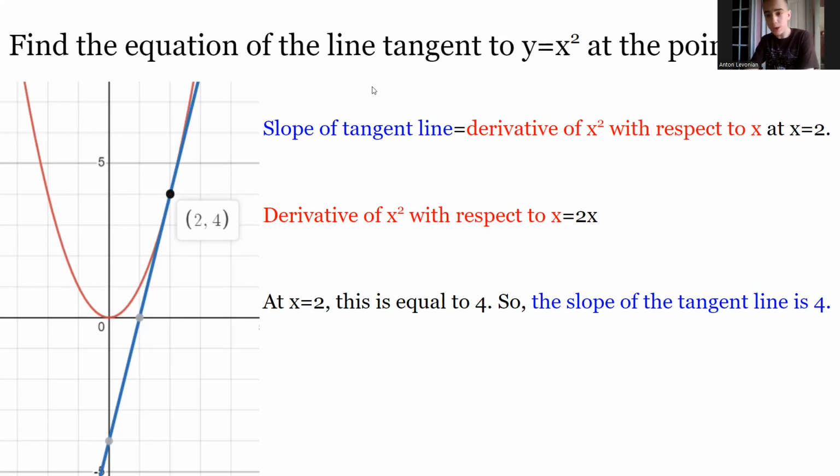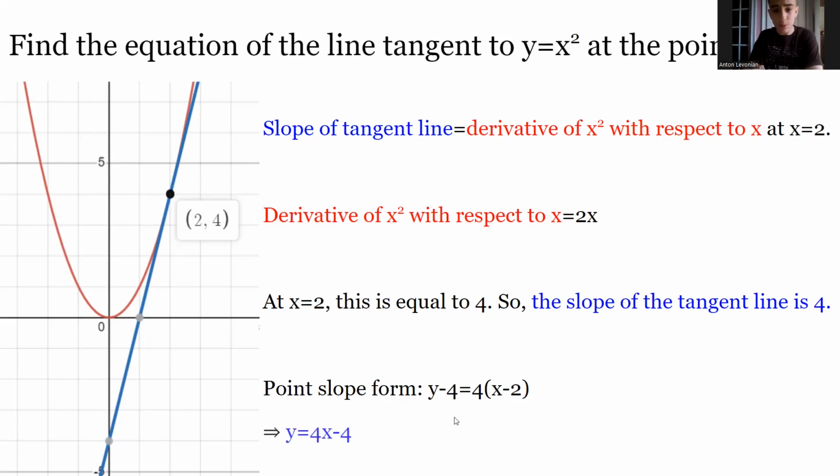So now we have already found the slope of the tangent line. We know that (2, 4) lies on the tangent line because the tangent line passes through (2, 4) by definition. So we have a slope and a point. We can find the equation of a line. We use the point slope form from algebra. And after some manipulation, we get that this tangent line has an equation of y equals 4x minus 4.